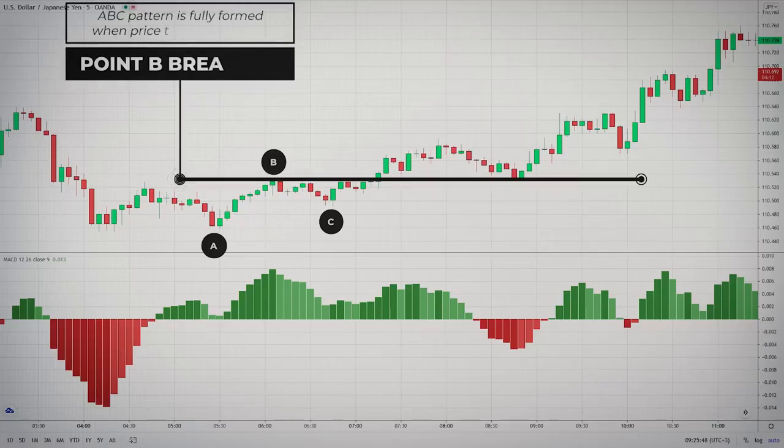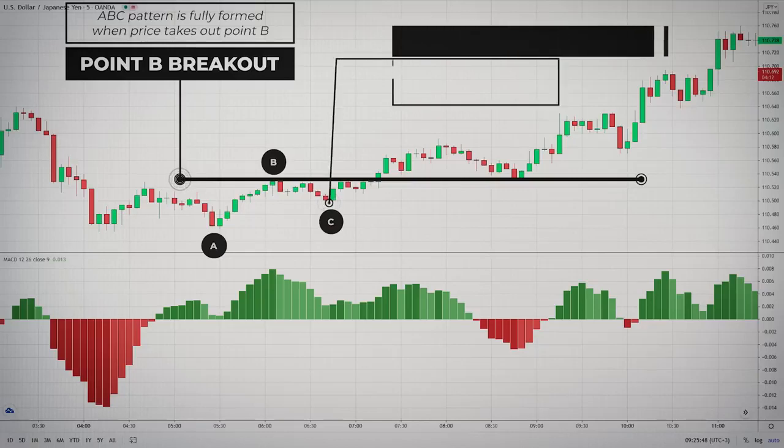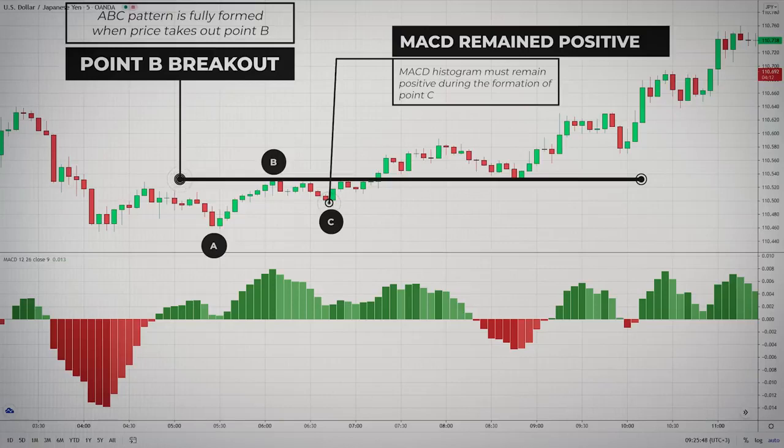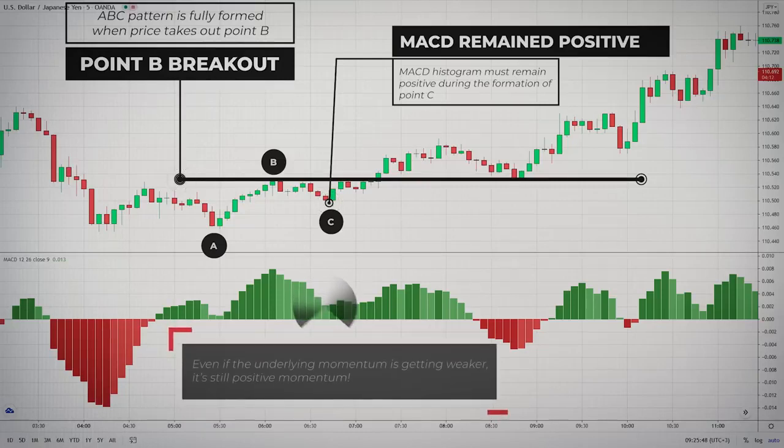But we need a confirmation, because if you take all signals without context, you will slowly blow up your account. The key here is the MACD histogram. For this long setup, during the formation of the third point, point C, the MACD histogram must remain positive. It shouldn't go below the zero level. This is very important. This means the MACD decreased in height during the formation of point C, but remained above the zero line. So even if the underlying momentum is getting weaker, it's still a positive momentum.